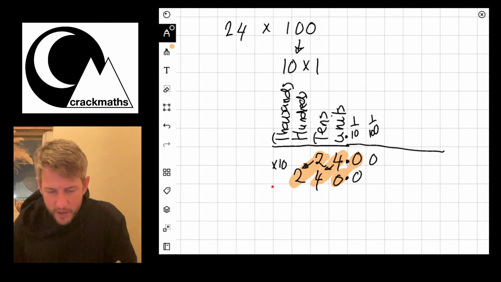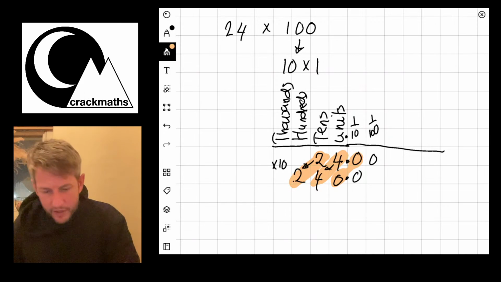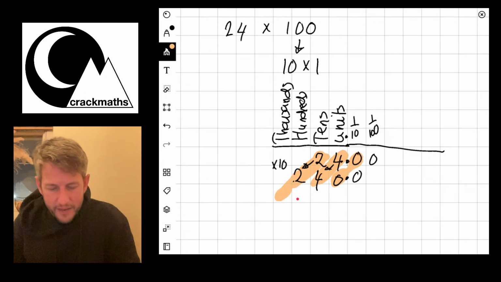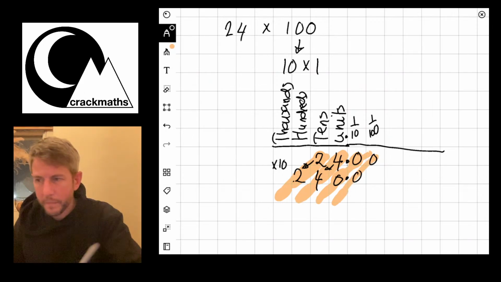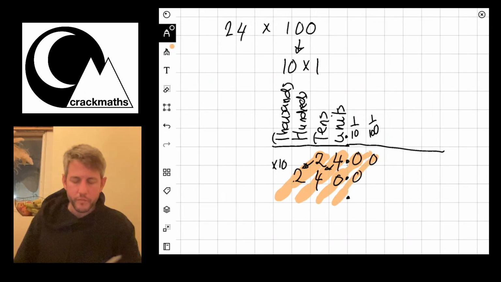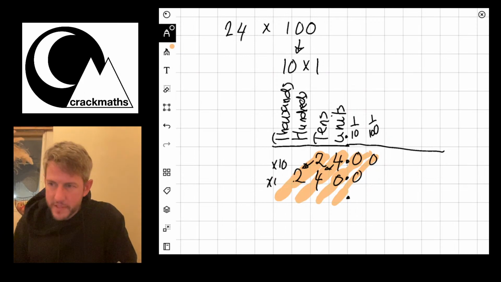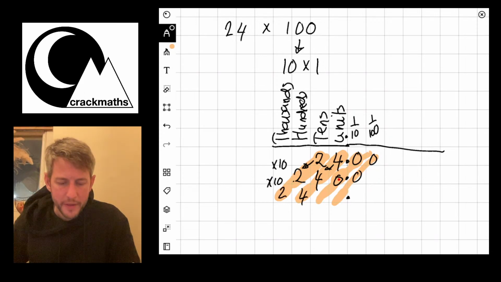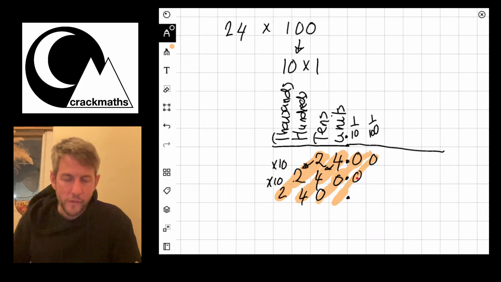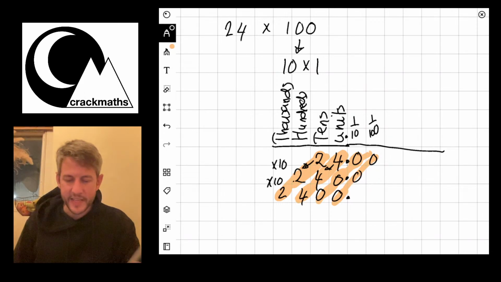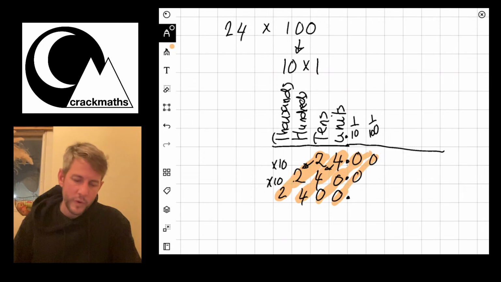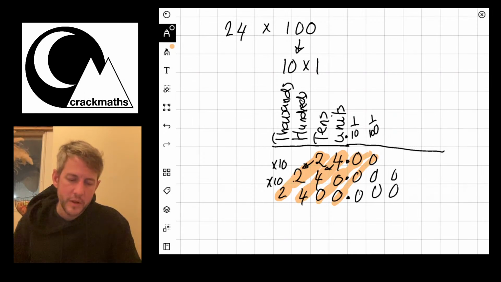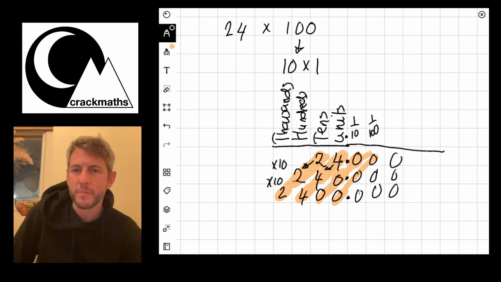To times it by 10 again means that we're going to continue the diagonal shift. So that's going to go there, and these are all going to go here. I'll draw in my decimal point. So we've got times 10 again. The 2 goes to there, and then the 2 ends up here. The 4 ends up here. The 0 ends up here. This 0 gets promoted to here. And then we can put in some more zeros here if we want. Remember, there's unlimited zeros behind the decimal point.